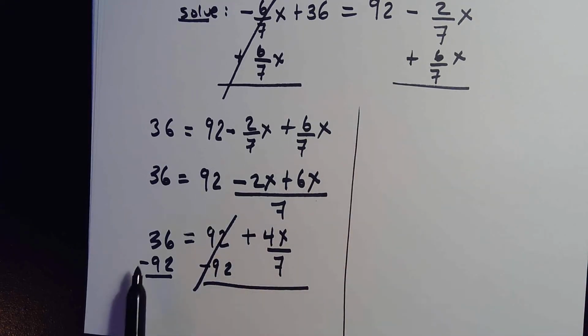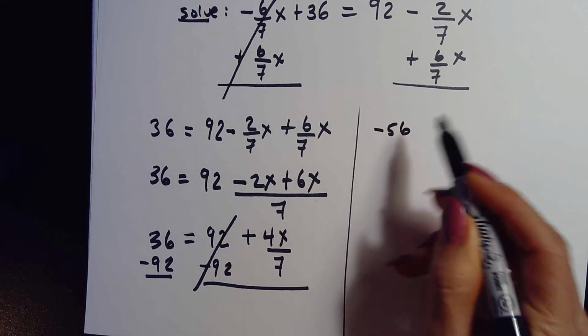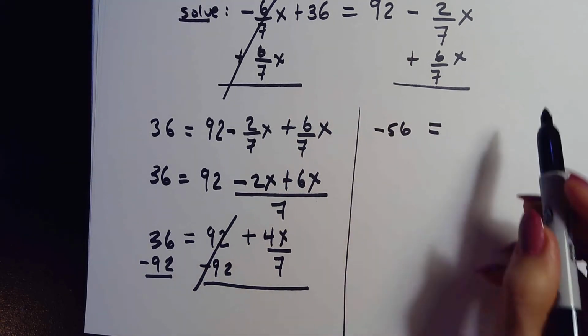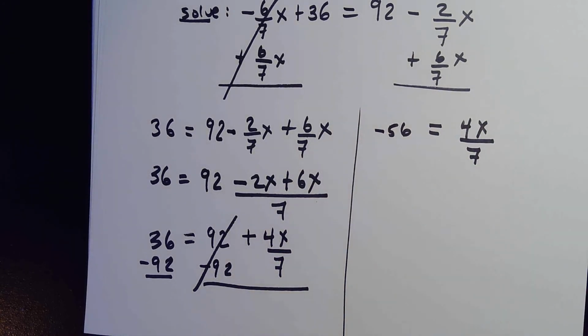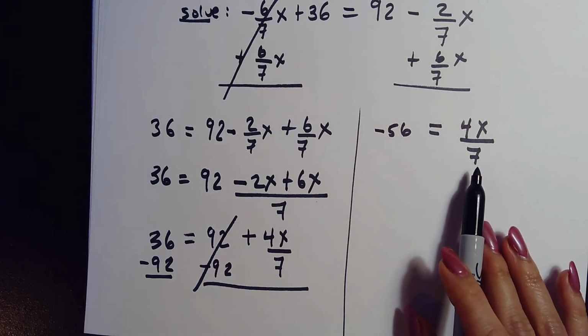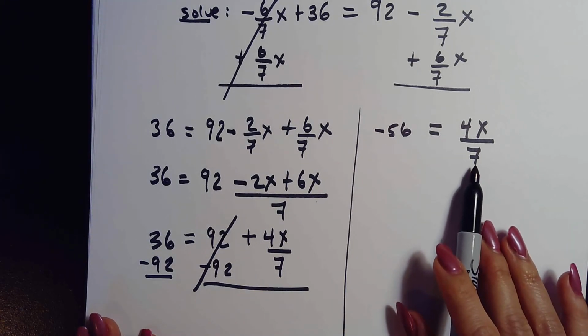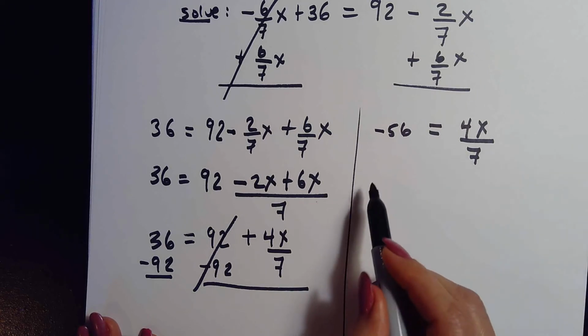So what I have here is 36 minus 92, which is negative 56, right? Equals 4x divided by 7. All right. And so, very good. Now we're going to get rid of the 7 here. I could do this in one step, but I don't want to confuse you. So we're going to get rid of the 7 by multiplying both sides by 7.